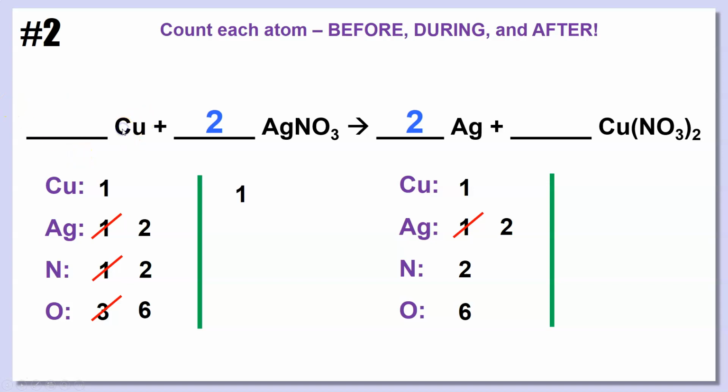I got 1 copper. I got 2 silvers, 2 nitrogens. 2 times 3 gives me 6 oxygens. On this side, I have 1 copper. I have 2 silvers. If I distribute here, I have 2 nitrogens, and I have 6 oxygens. So we are good. Okay.